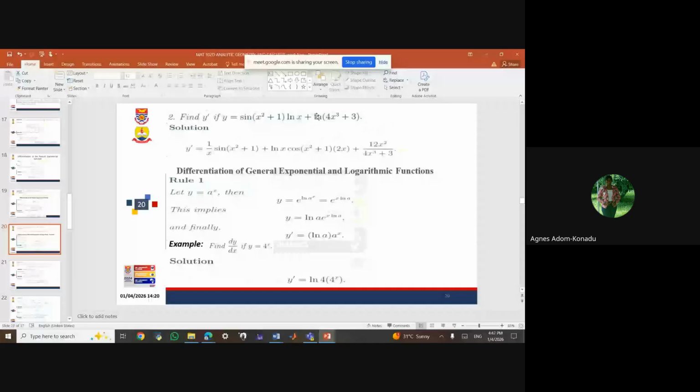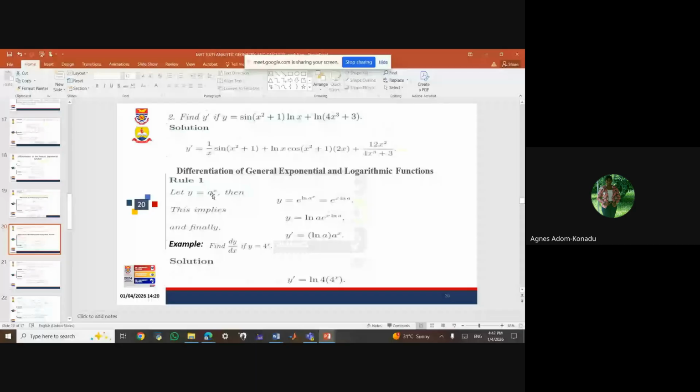The derivative of ln g of x is the differential of g of x over g of x. So I differentiate g of x, which is 4x cubed plus 3. When I differentiate 4x cubed plus 3, it is 12x squared, and the constant gives me 0. So I have 12x squared all divided by my g of x, which is 4x cubed plus 3. So that's what I have.